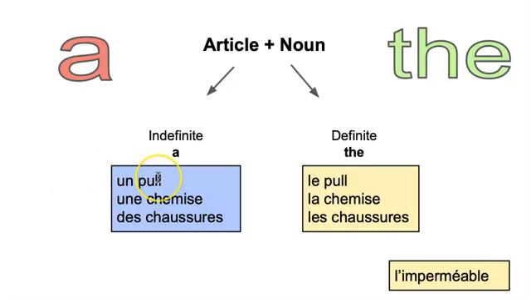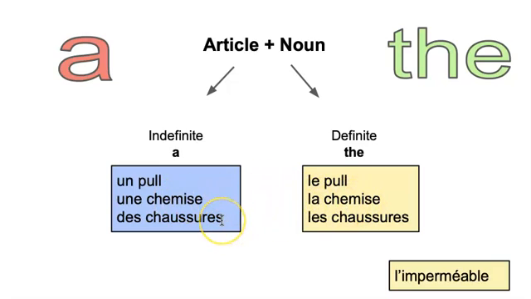Here we have pull. Pull is a sweater and it's masculine, so you would say un pull for a sweater. Or you have le pull for the sweater, both masculine. The next example, you have chemise, shirt, which is feminine. If you want to say a shirt, you have to say une chemise, or the shirt is la chemise.